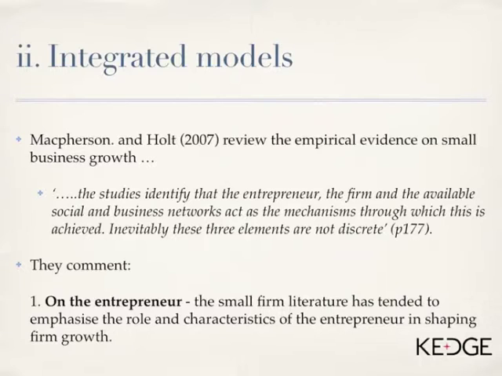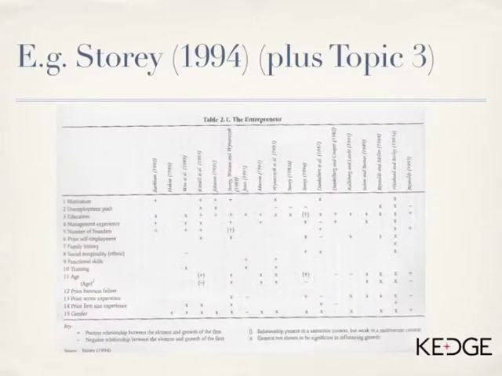They comment on, first of all, the entrepreneur. The small firm literature has tended to emphasize the role and characteristics of the entrepreneur in shaping small firm growth. So here, for example, we can look at the work of Story in 1994. Yes, I know it's early again, but it's still pretty relevant. Plus the material that we explored in topic 3 when we were looking at who the entrepreneurs were. Now, if you press pause here, you'll be able to look at Story's table in much more depth. But basically it identifies a number of characteristics about the entrepreneur that are significant factors in growing small enterprises.